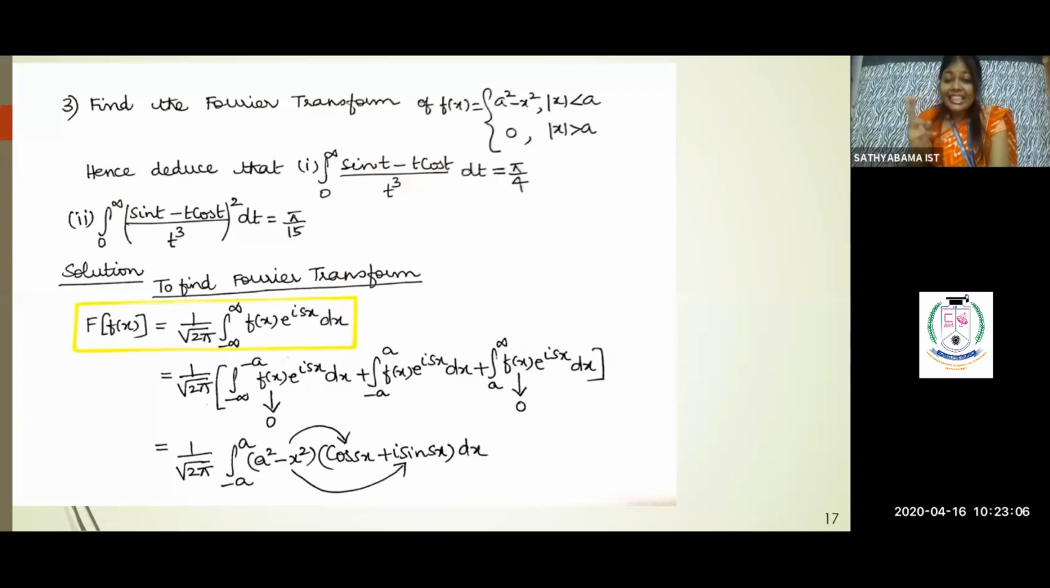Fine. And then here again, how many deductions do we have? 2 deductions. So remember, you have a choice. You can use the inversion formula. You can use Parseval's. We'll come to that later. For now, first, what should we do? We have to find the Fourier transform of this function.